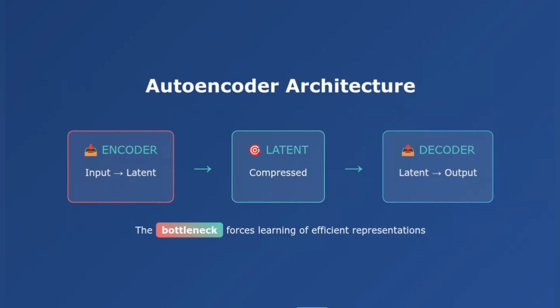Next is the latent space, or bottleneck. This is where the magic happens. It's the compressed representation that captures the essence of your data in fewer dimensions. Finally, the decoder reconstructs the original input from the latent representation. It's essentially trying to reverse the encoding process. The beauty is in this bottleneck. By forcing information through this narrow passage, the network learns to identify and preserve only the most important features.